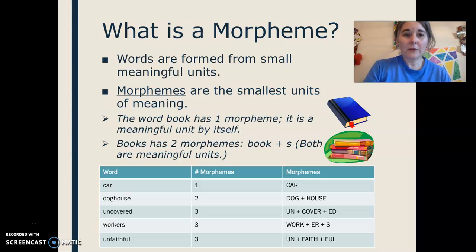So when we look at the words below, I'll give you some samples and show you how those would break down into the different morphemes. A word could have several morphemes in it, or it could stand alone as one morpheme. So car is one. Dog house can be separated into dog and house, so that's two. Uncovered can be separated into three morphemes: un, cover, ed. Workers: work, er, s. Unfaithful.